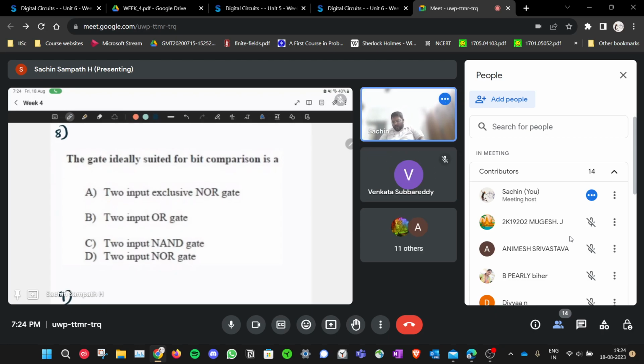But exclusive OR is not given as an option. If they had given exclusive OR, that would have also been right, because both XOR and XNOR are suitable for comparing bits. But it depends on what output you want. Both of them will compare bits. Okay.